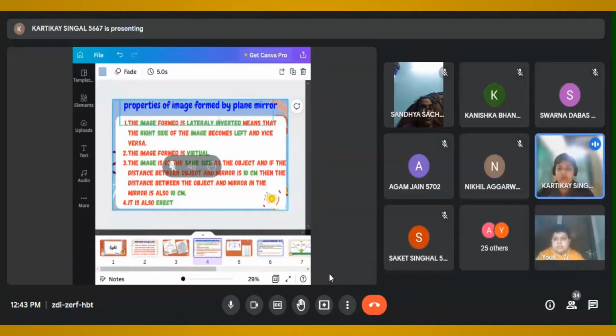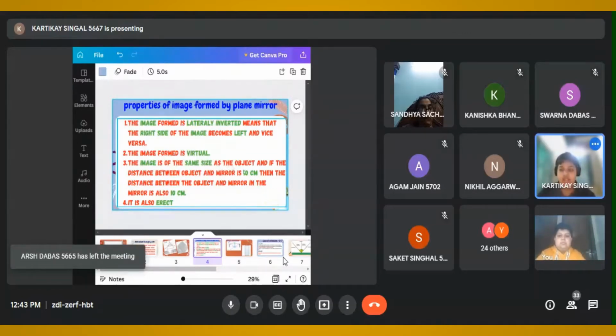Properties of the image formed by a plane mirror. The image formed is laterally inverted, meaning that the right side of the image becomes left and vice versa. The image formed is virtual. The image is of the same size as the object, and if the distance between the object and the mirror is 10 cm, then the distance between the image and the mirror is also 10 cm. Fourth, it is also erect.